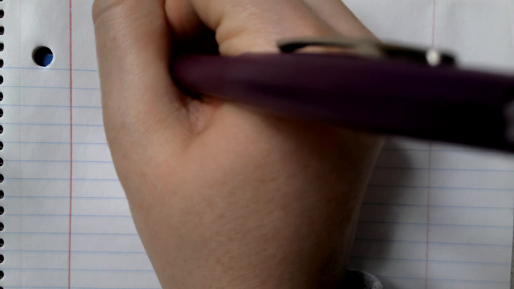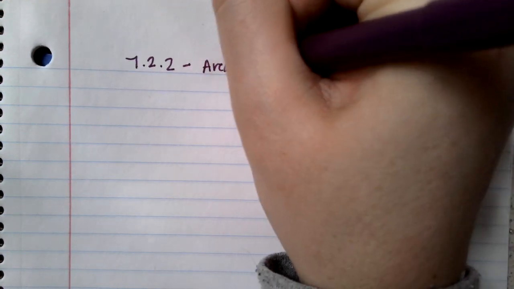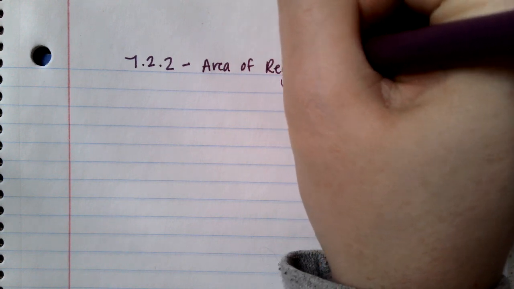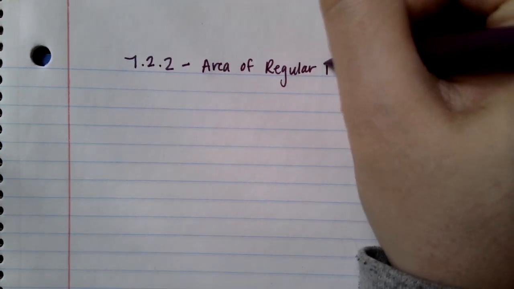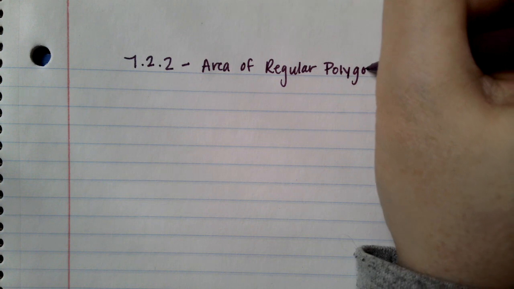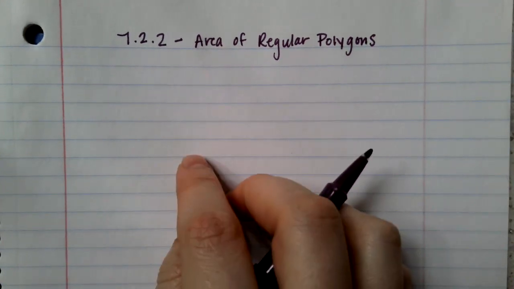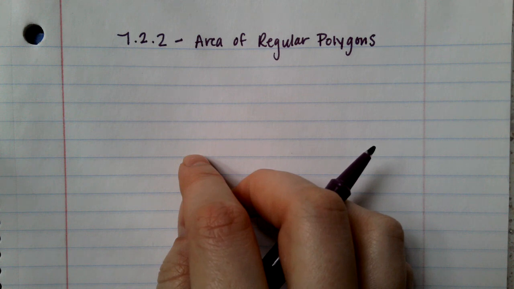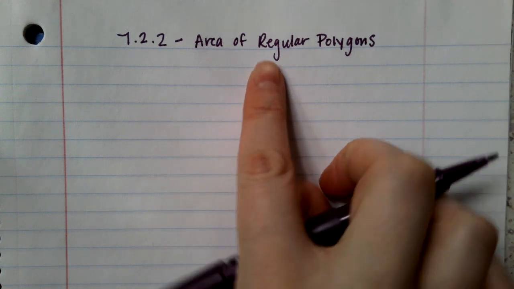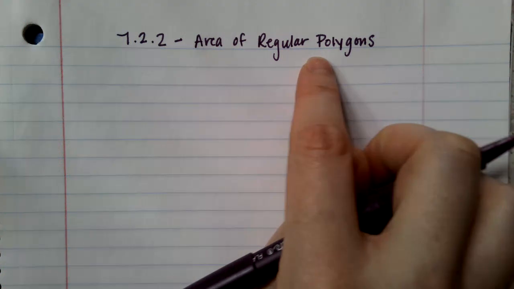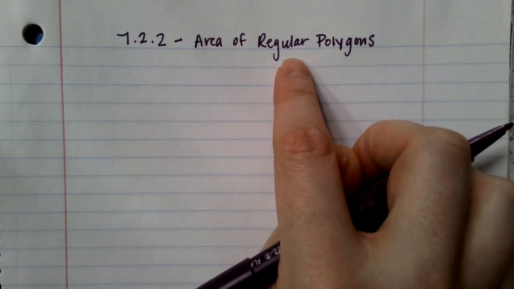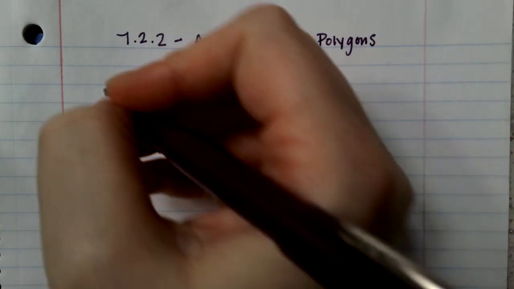So in this learning target, we're going to go through 7.2.2, which is the area of regular polygons. So we talked about the area of a lot of different shapes, and today we're going to focus on regular polygons. And regular polygons are very special types of shapes.